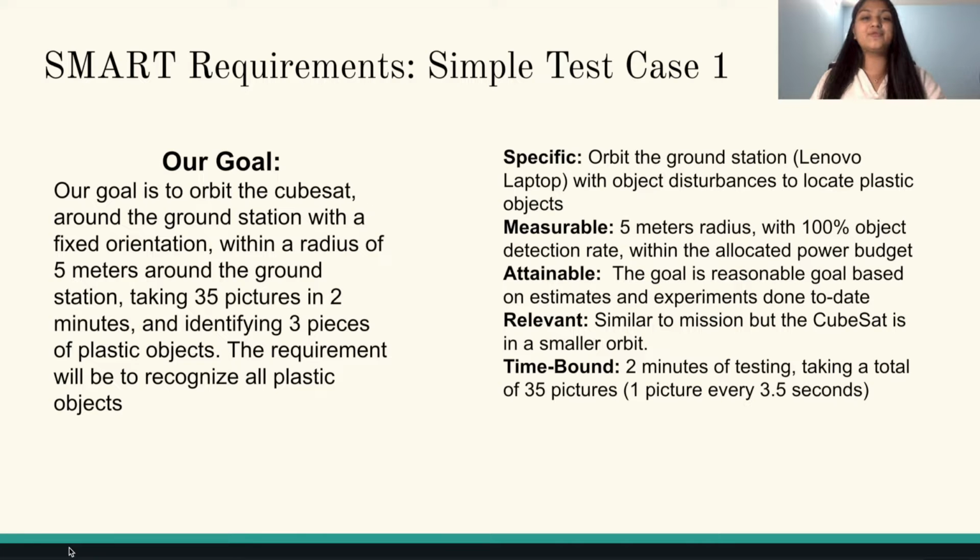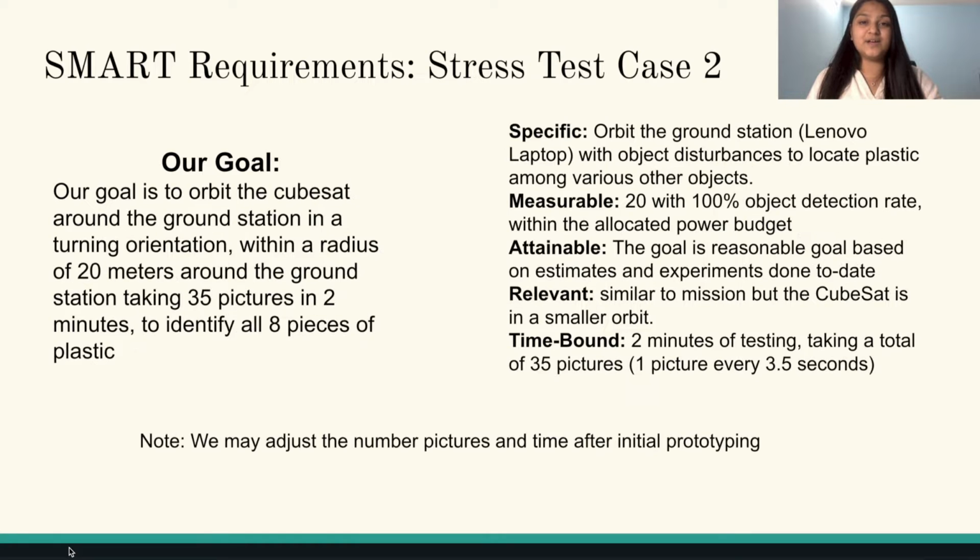In our first test case, our goal is to orbit the CubeSat around the ground station with a fixed orientation at a radius of around 5 meters. We also want to take around 35 pictures in 2 minutes, which is roughly one picture every 3.5 seconds. We want our CubeSat to be able to identify 3 different pieces of plastic objects.